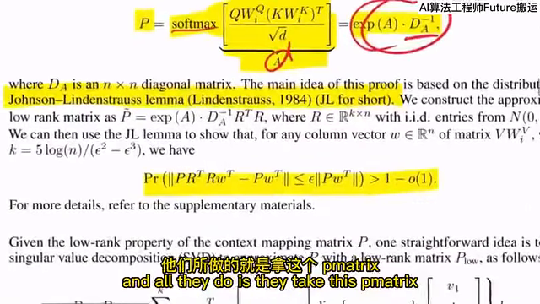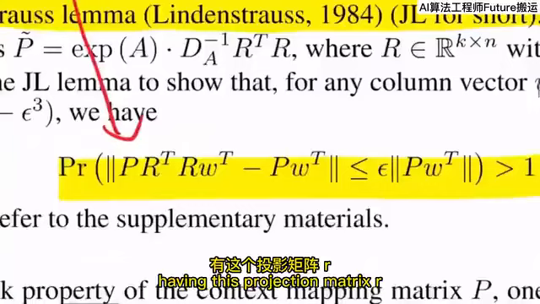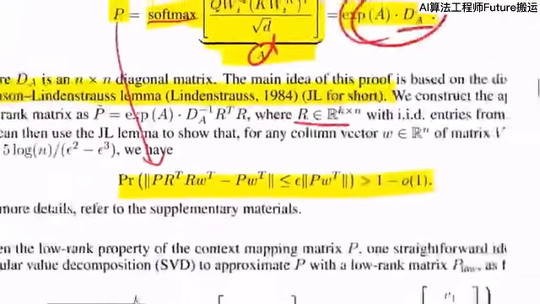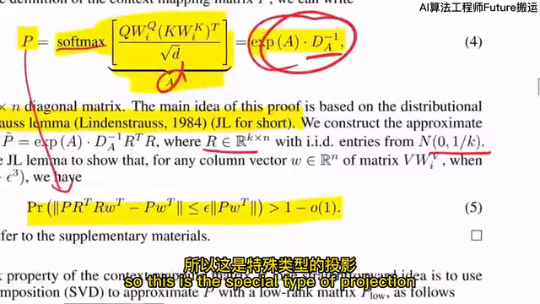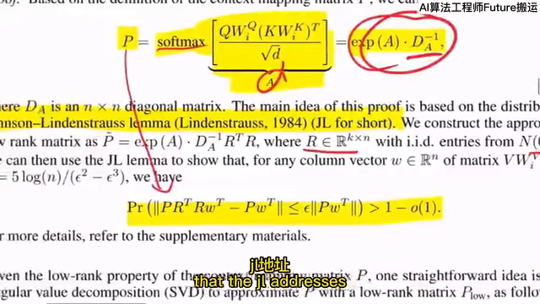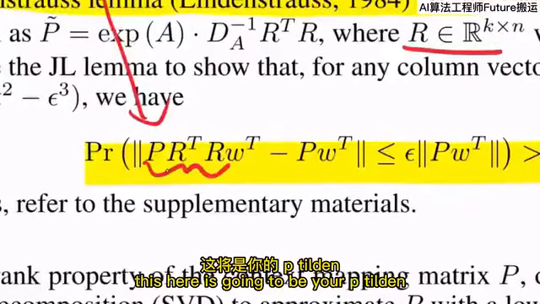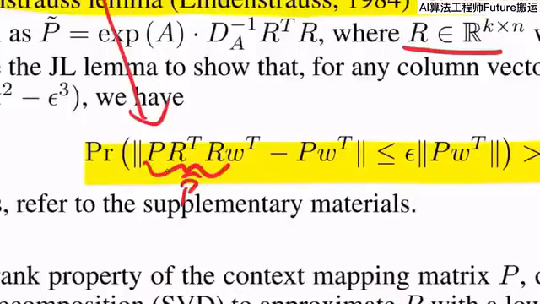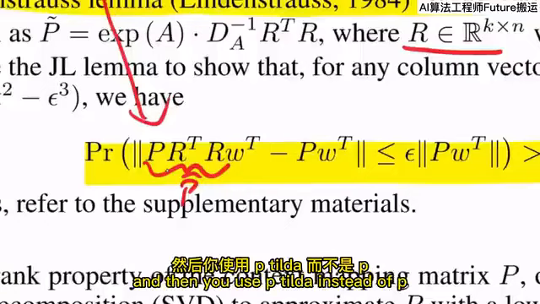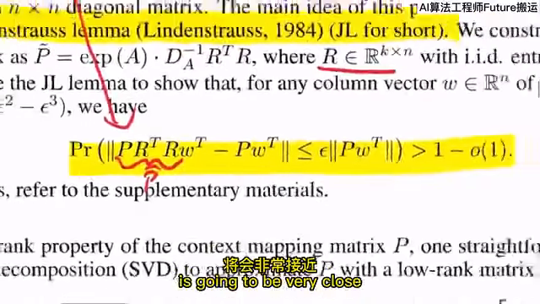And all they do is they take this P matrix and they apply the Johnson-Lindenstrauss lemma by having this projection matrix R. And R is entries from this Gaussian, as I said. So this is the special type of projection that the JL addresses. And then it simply says, this here is going to be your P tilde. So if you project with R in this manner and obtain P tilde, and then you use P tilde instead of P, then this is going to be very close.